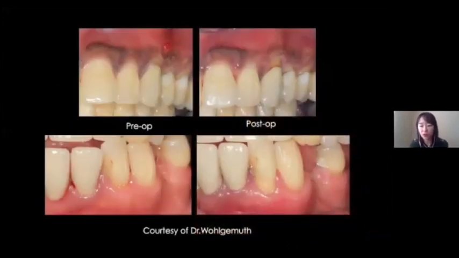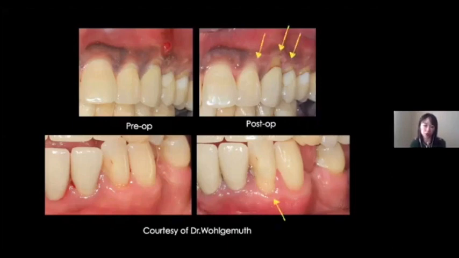And here's a courtesy of Dr. Wogmas, who's an excellent endodontist, and he shared several cases with me. So he basically just did the endosurgery for these two cases. And as you can see, this is a tooth with a sinus tract, and he went ahead to do the apical surgery. And both cases are thin biotype. And look at what happened in the post-op.